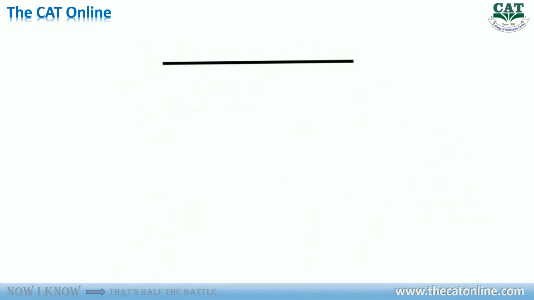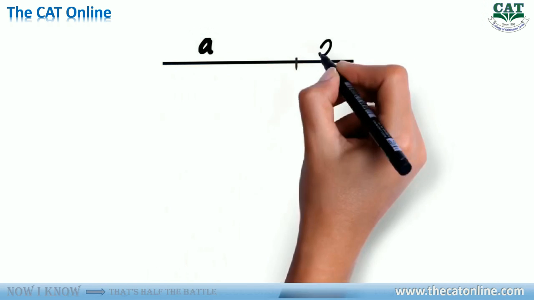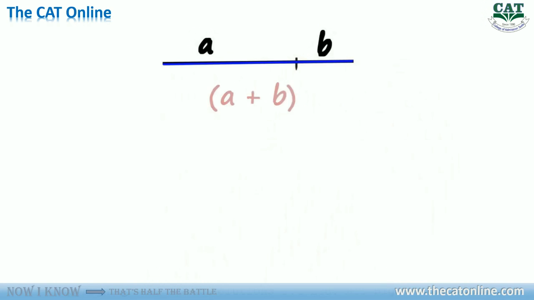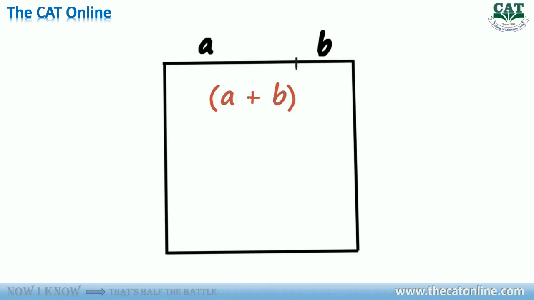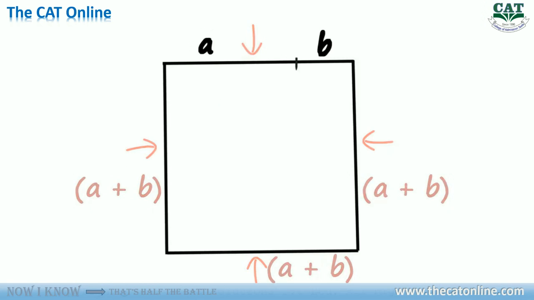We draw a line of any length and mark a point on it. This point can be marked anywhere on the line. We name the parts A and B. This length will be A plus B. Next, we complete the square with A plus B as its side. This is a square in which each length is A plus B.